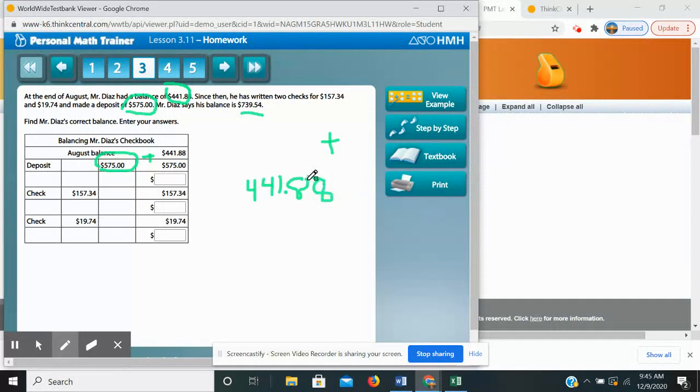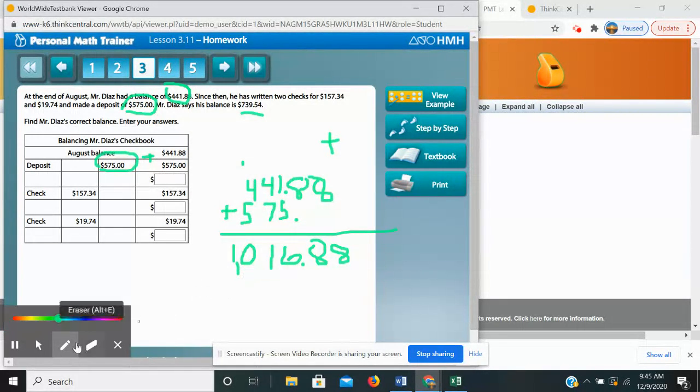$441.88 plus $575 exactly. I'm not going to write the zeros, but you can if you want. 1 plus 5 I know is 6. 7 plus 4 is 11. Put the 1 down, regroup. So now he has a total of $1,016.88. I'm going to write that there first.